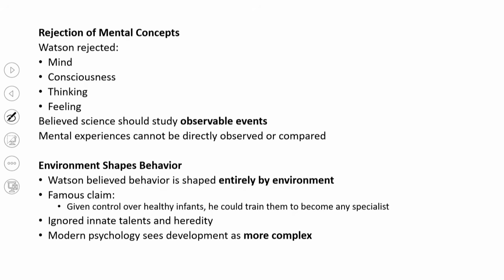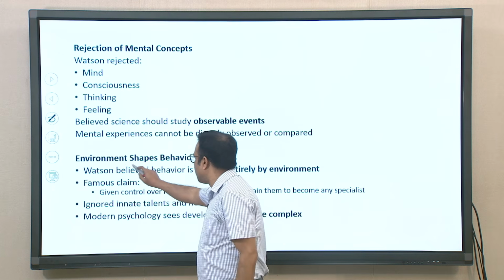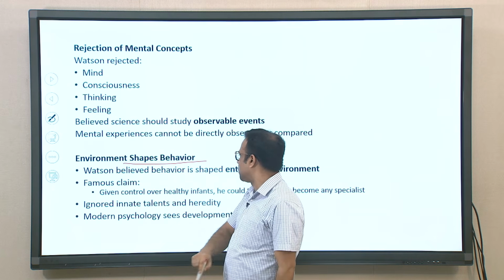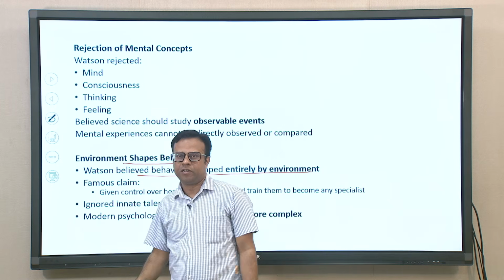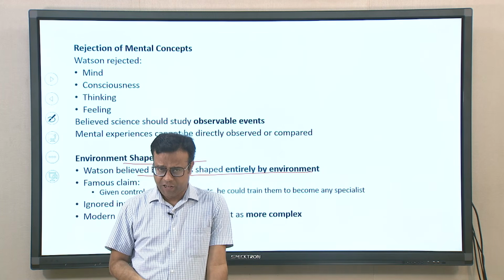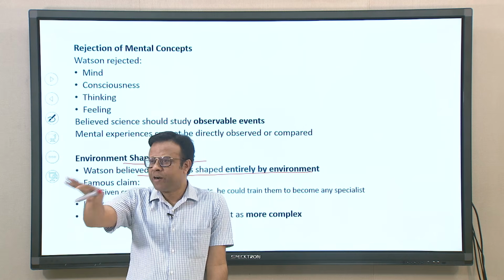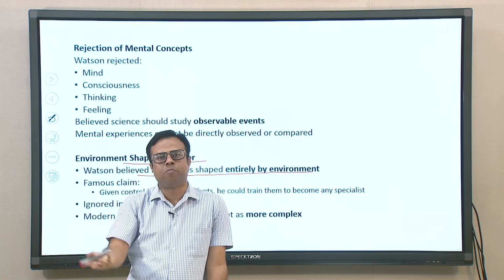They rejected mental concepts, as we discussed. They rejected all the ideas related to mind, consciousness, thinking, feeling and so on. Their focus was that environment shapes behavior. They held that human behavior is shaped entirely by the environment. They did not explain anything from genetics and other things, or mental factors. They said that whatever environment you are put into, accordingly your behavior will be shaped.